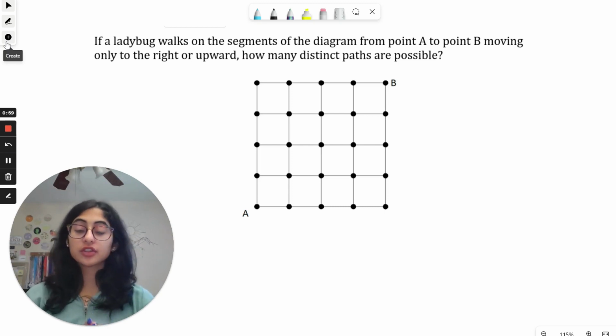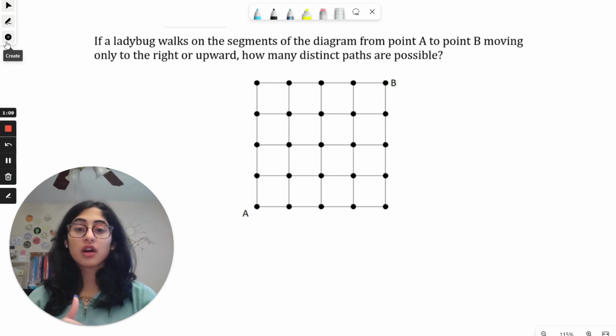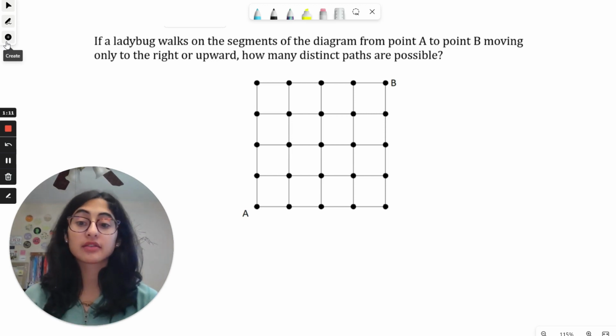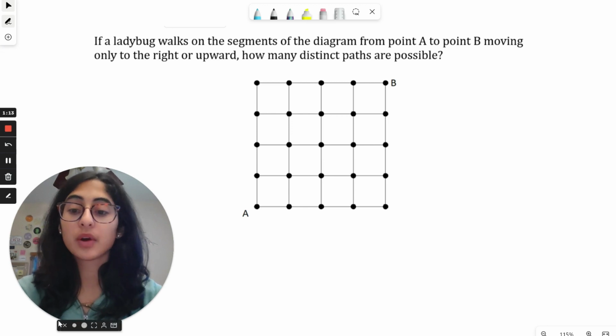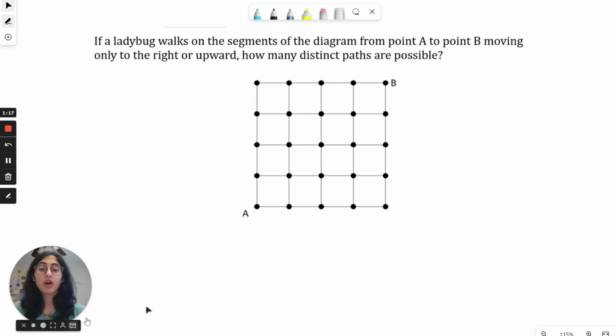Okay, so this is the first target question in the MathCounts Week 3 handout, and it says, if a ladybug walks on the segments of a diagram shown from point A to point B, moving only to the right or upward, how many distinct paths are possible? So basically, what does this mean? Well, we have a ladybug, right? And the ladybug can walk from point A to point B in any combination of paths, as long as the ladybug doesn't go left or down.